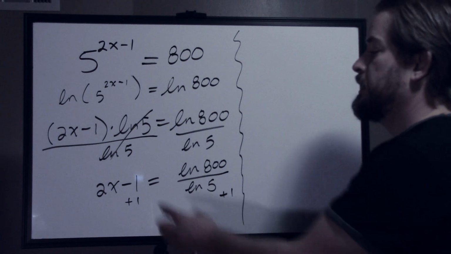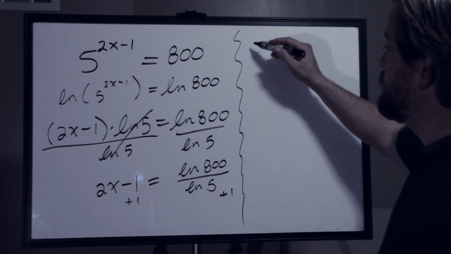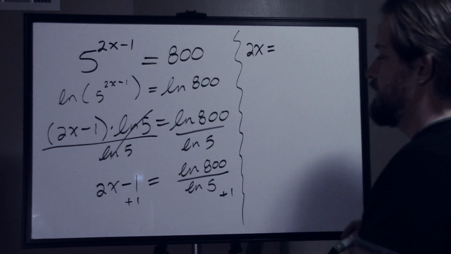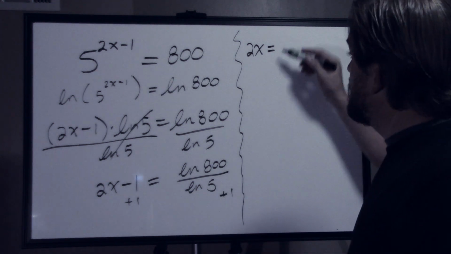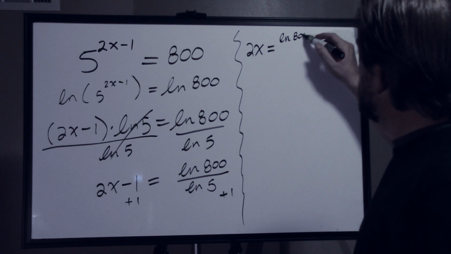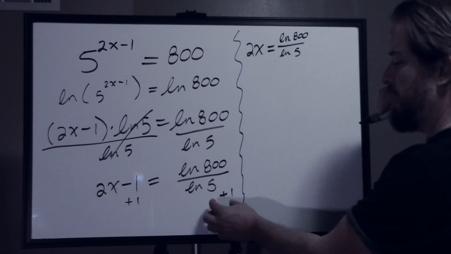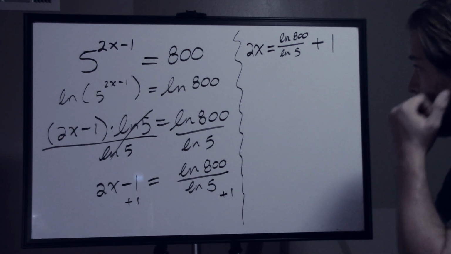Move this up here. By adding 1, I get rid of the 1 on the left-hand side, and that leaves me with just 2x on the left-hand side. Here I have the natural log of 800 over the natural log of 5, which is again just some number. So I'm just going to write it here, natural log of 800 over the natural log of 5, but then I'm adding 1, so plus 1, right?